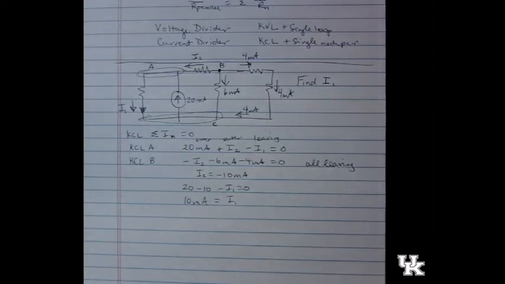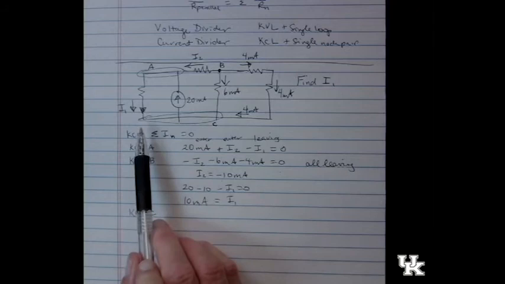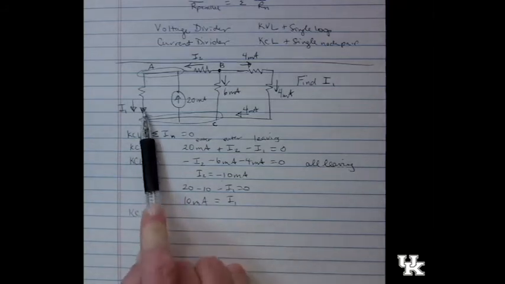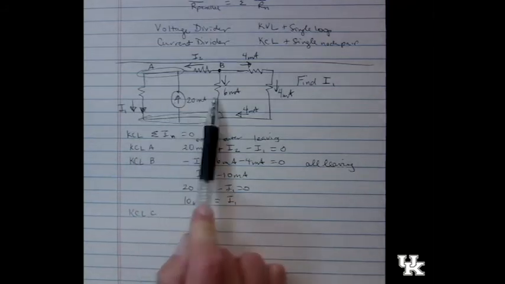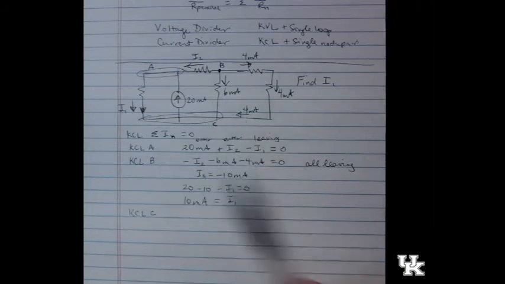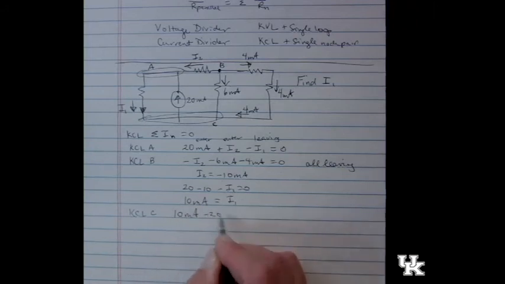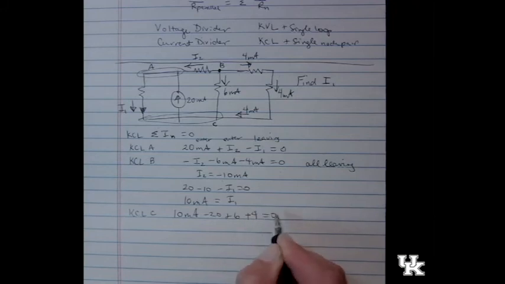All right, so there I've answered the question. I could double check by doing KCL now at node C. I would have I1 entering, 20 milliamps leaving, 6 milliamps entering, and 4 milliamps entering. So I would have 10 minus 20 plus 6 plus 4 equals 0. Did I do it? Yep. So yes, that's true. So that's my double check.